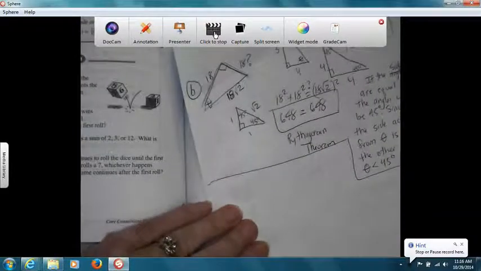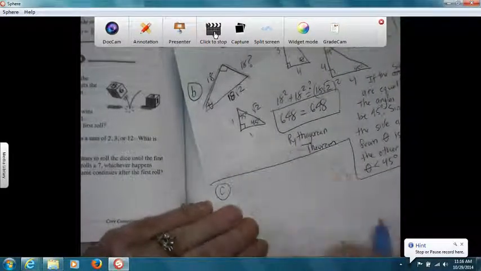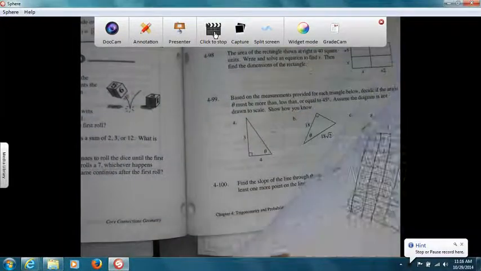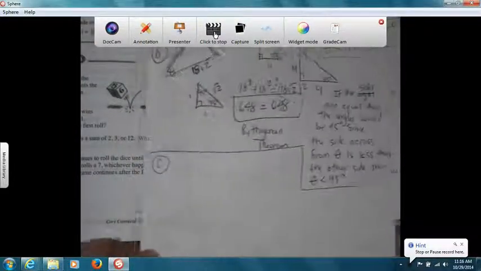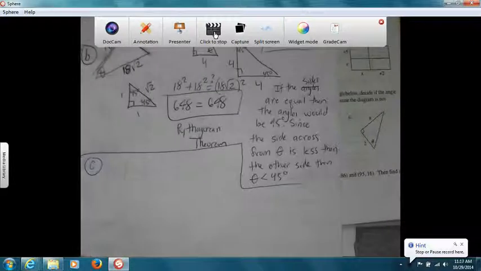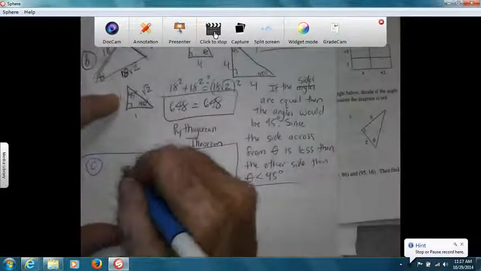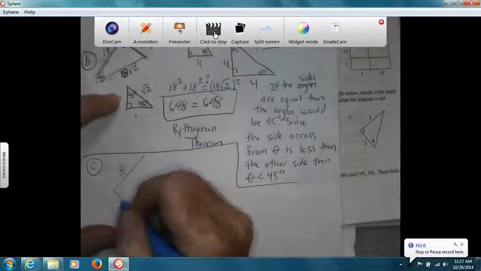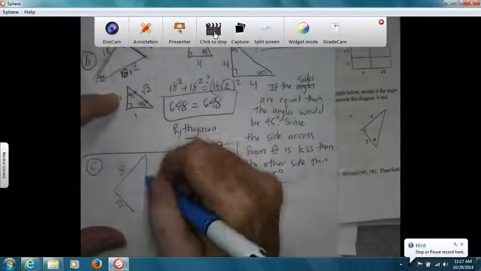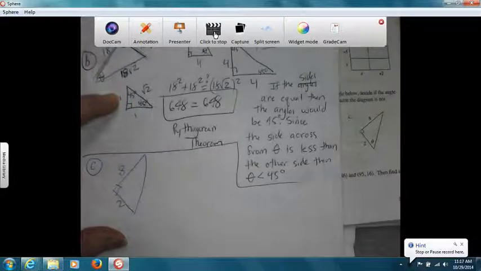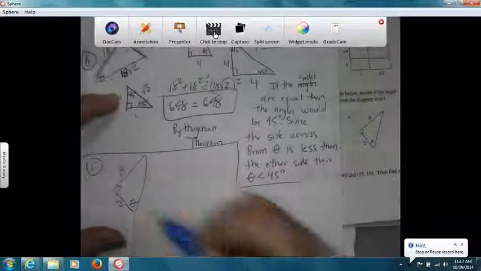So letter C says, oh no, it's over there. Oh, I know the answer. It's got an 8 and a 2. And theta's over here, so what do you think about that, everybody?